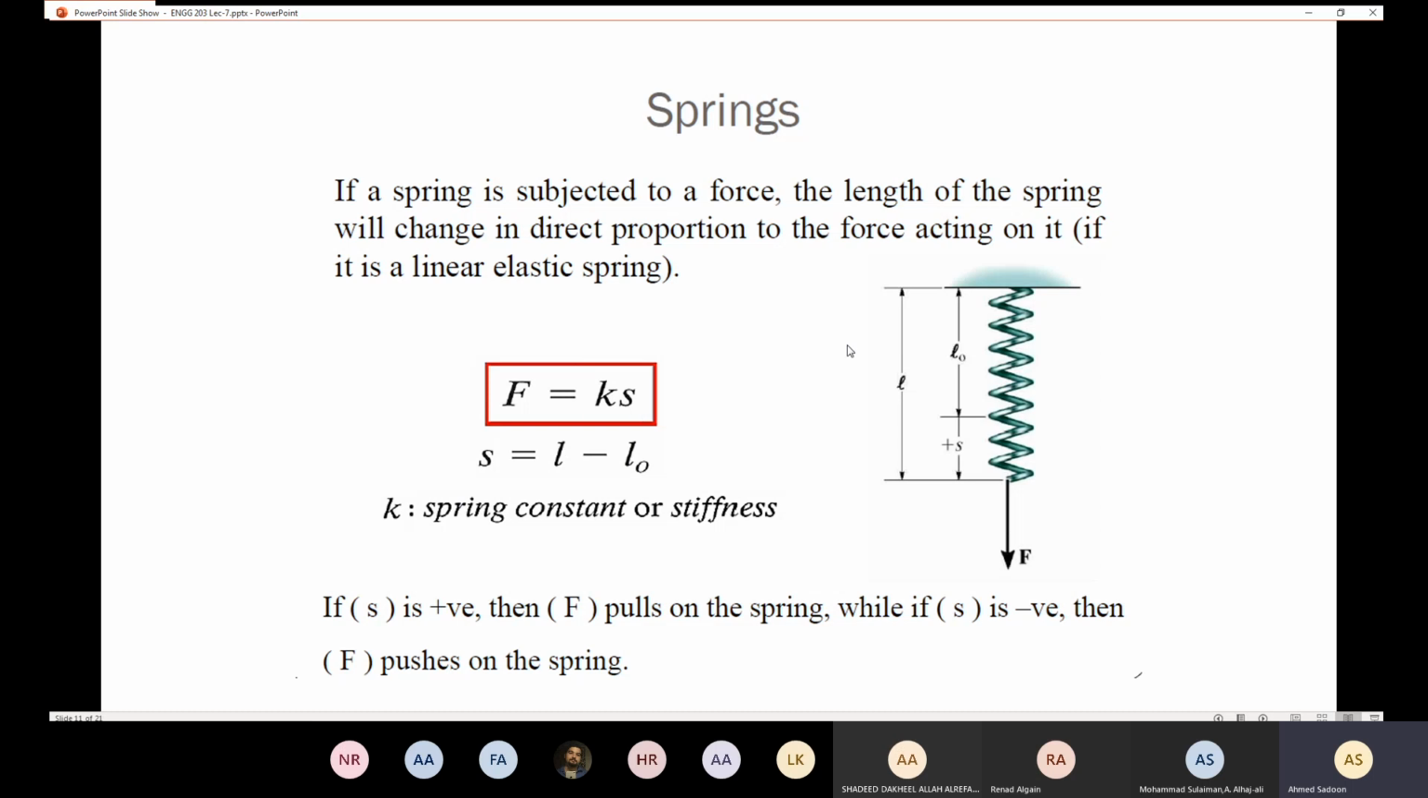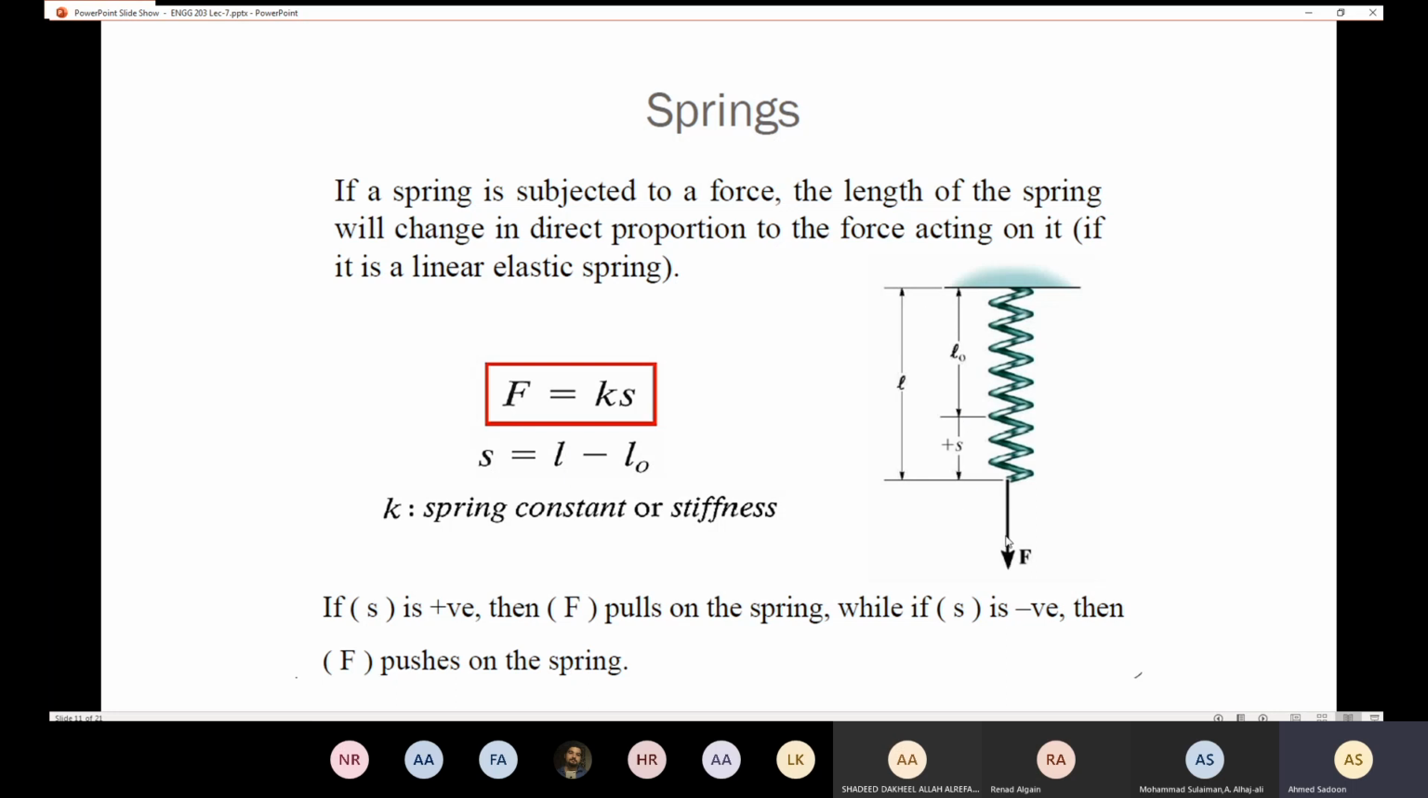And if you made the experiment, since the force is proportional to the change in the length, that means I have a constant that depends on the type of the spring. Any material has its own spring constant. In order to find that, you need to conduct an experiment to find out the value of the spring constant. Here in the problems, the value of the spring constant is going to be given to you. And S here represents the change in the length.